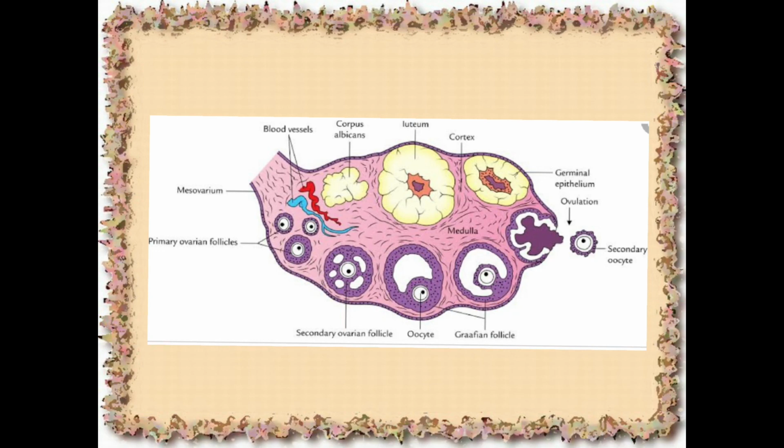And then the medulla. It is the inner zone of the ovary. This contains interstitial and connective tissue cells. The blood vessels and the lymphatics enter the ovary through the hilum. See the blood vessels, red and blue, entering through the hilum. So in the ovary you have the cortex and the medulla.